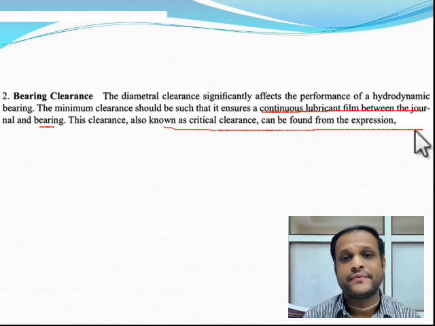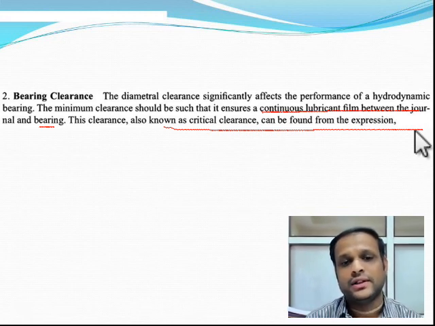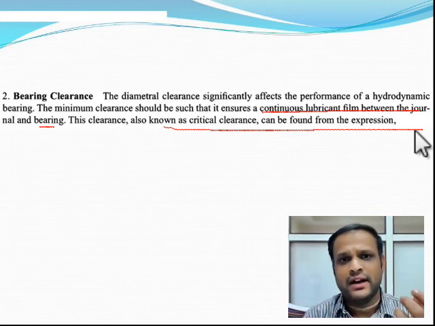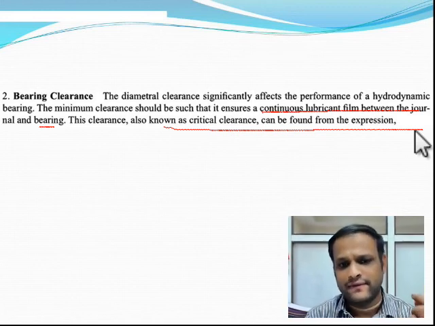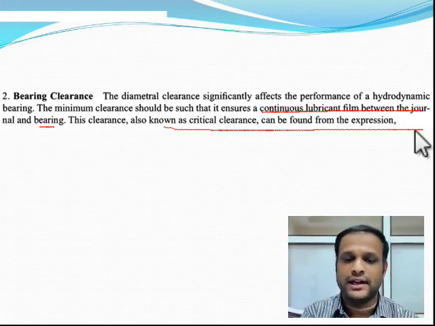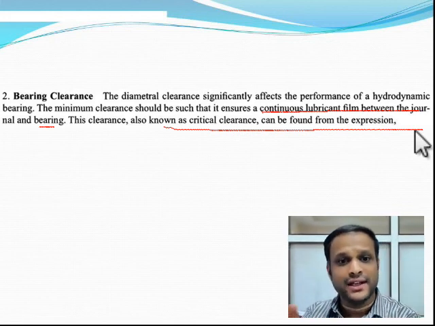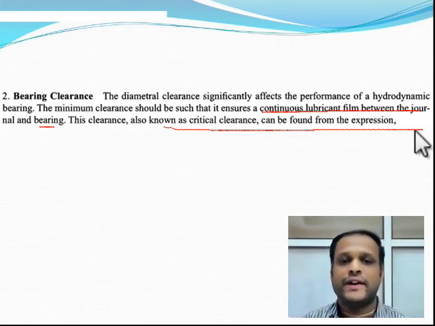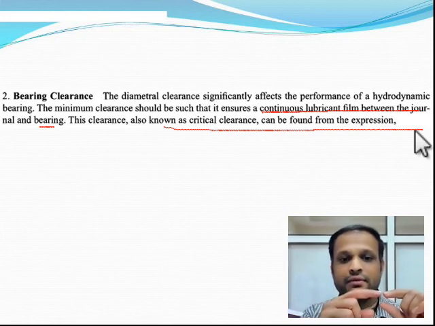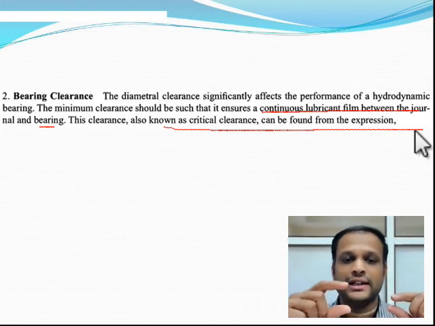We will look into the expressions in the coming slides, but another very important aspect of bearing clearance is its relation to film force. So I pose a question to you. Suppose there are two conditions. Condition one is that you have a very thin film bearing. It is a continuous film, but the clearance is very small, and on the other hand you have a very thick film bearing. So when I say thin film bearing, I am assuming that there is complete separation between the two surfaces. So that is assumed.